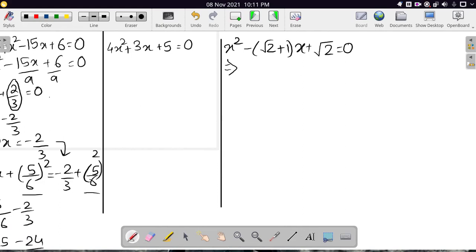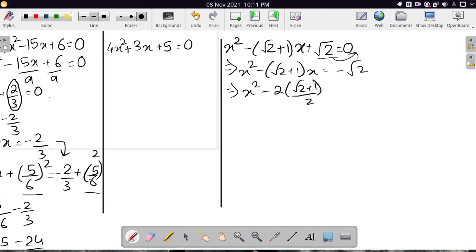Here, as you can see, the leading coefficient is already 1, so we do not need to divide anything, right? So we will directly take the constant term on the right hand side. So we will write x square minus (root 2 plus 1) x, this will be equal to minus root 2, right? Now we will do that 2 and 2 thing. So this is 2x minus 2 times (root 2 plus 1) by 2 multiplied by x. This will be minus root 2.